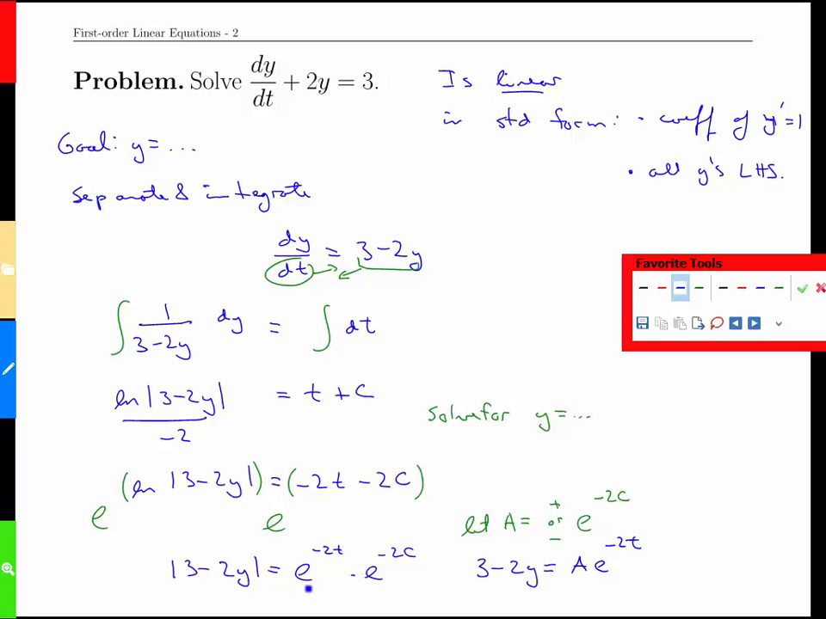This part here becomes our a. This is what we're left with. And at the end of the day, we can solve for y, and we bring this over. We'd have 3 minus a e to the minus 2t, all of that divided by 2. And that would be our solution. We had a differential equation, first order. We were able to separate and integrate and eventually solve for y.